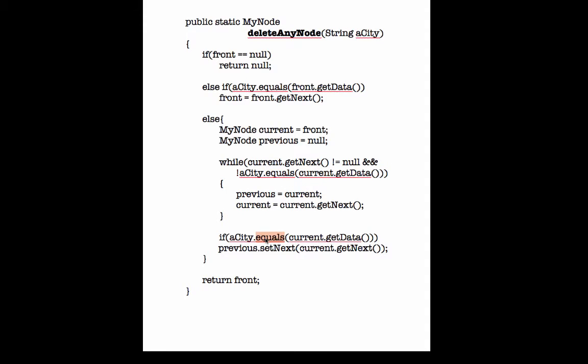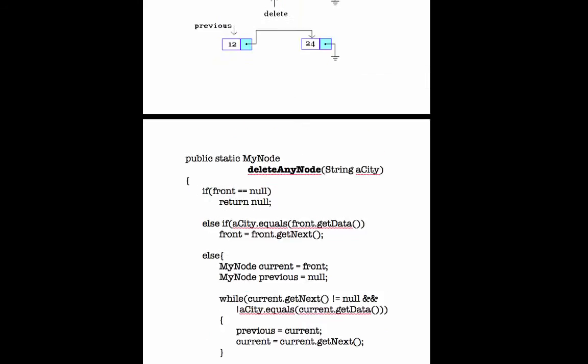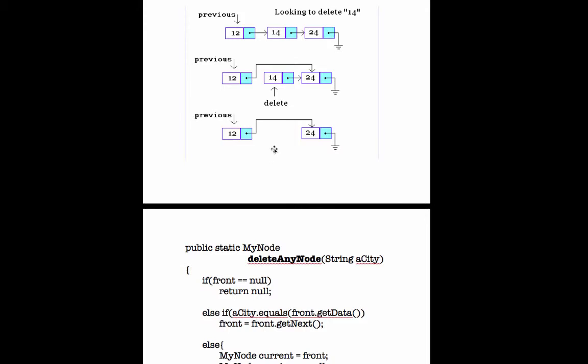My loop will have stopped because this condition became false, and became false because I found a match. So if there is a match, this condition then is true. Current is looking at a node that has data that matches the data that I was given to be deleted. So what do I need to do? Well, I need then to bypass the node. How do I do that? I need to change something in the previous node. I need to change the next reference of the previous node, right?